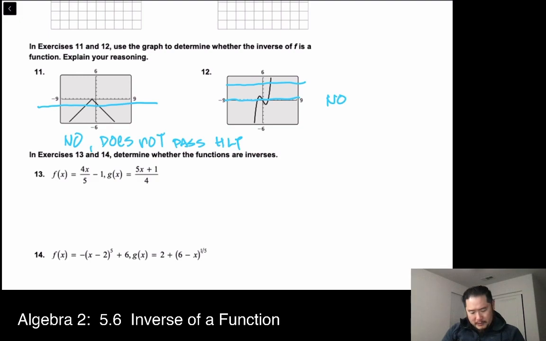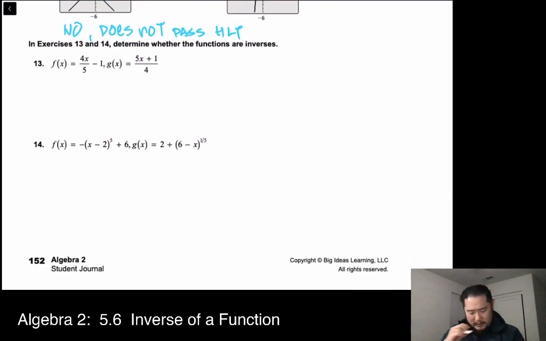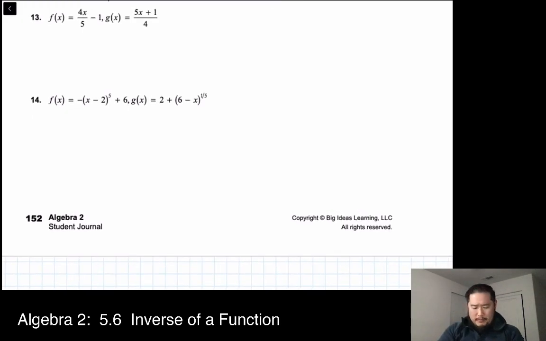Lastly, let's take a look right here at number 13. We want to determine whether the functions are inverses of each other. Actually, let's take a look at number 14. On these problems, remember we said if you take g of x and plug it into f of x and it equals x, and you take f and plug it into g of x and it equals x, that means they're inverses. So let's put it all together right here.